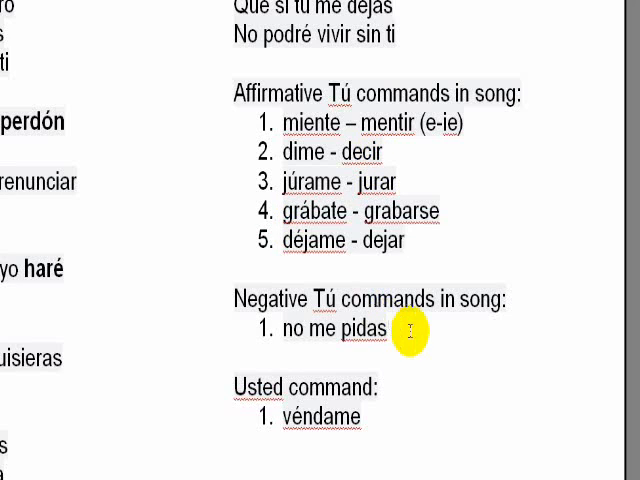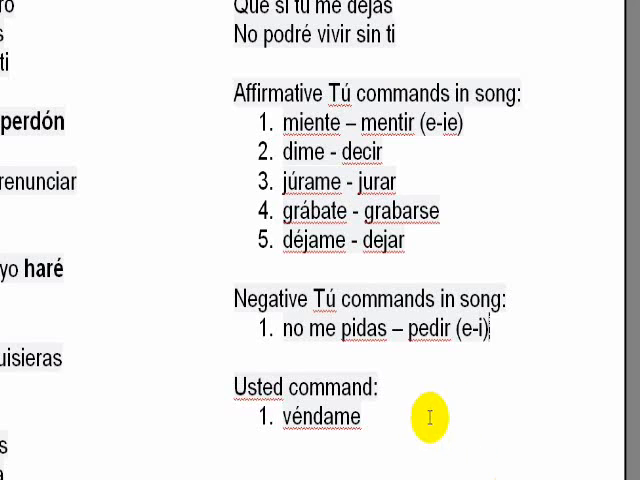There is one negative tú command in the song, or a negative familiar command, and it's from the verb pedir, which is like to order, or it can be like to ask for something. Let me type this on here really quick. It's a boot verb where the e changes to an i. And then a negative tú command, we have no me pidas. So it's like, don't ask me for something.